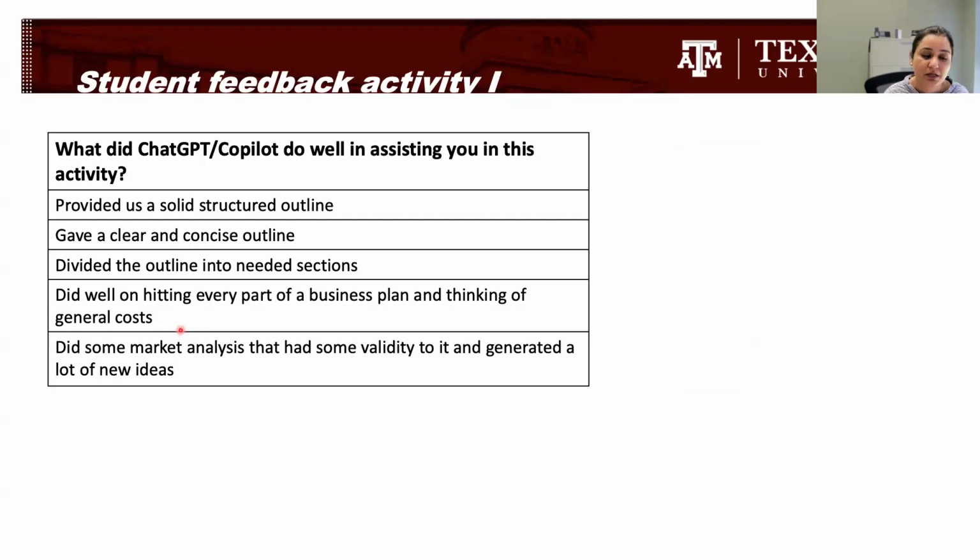So the feedback that I received from the students: what did the AI tools do well in providing the outline? So they said it provided a solid structured outline that was very clear and concise. It was divided into required sections. It did hit very well on every part of the business plan. It provided additional information like the cost that they did not think about previously. It did marketing analysis, and also it provided a lot of ideas that they did not think about as a team.